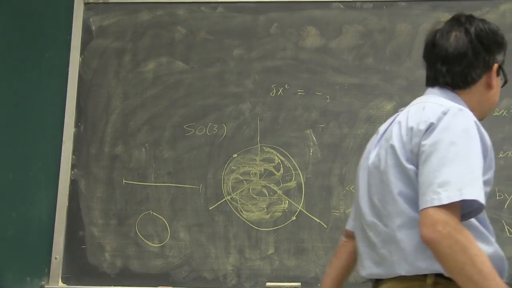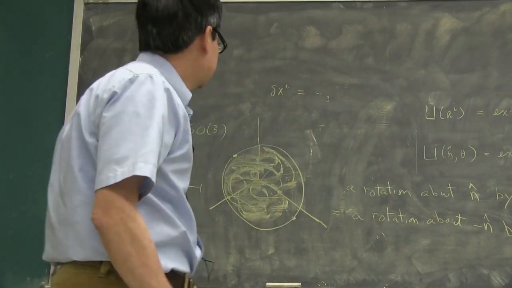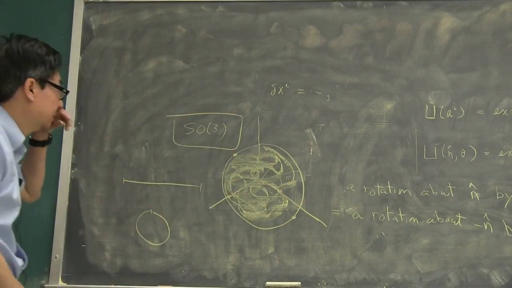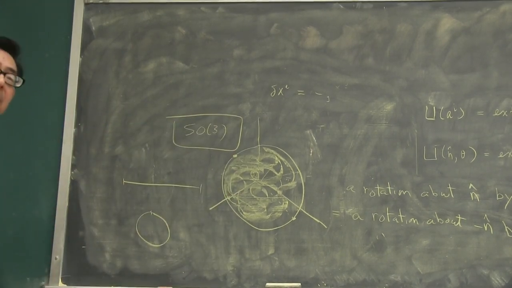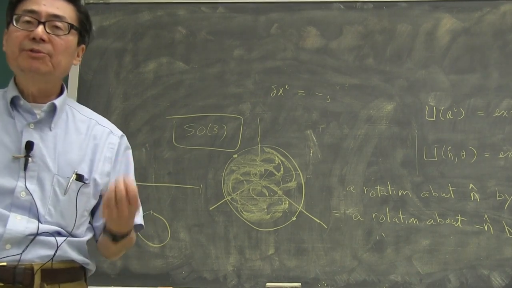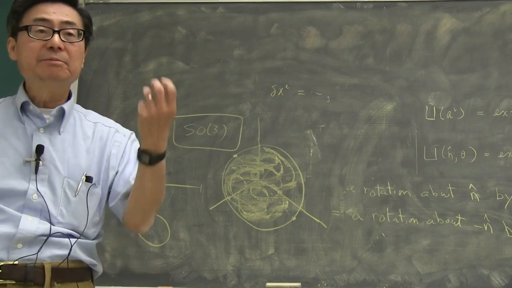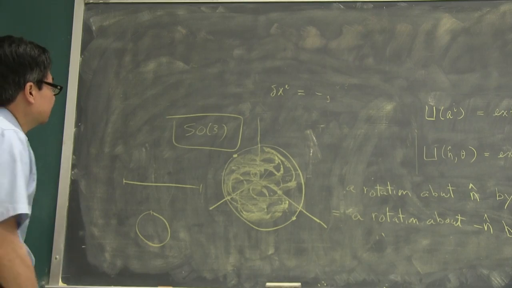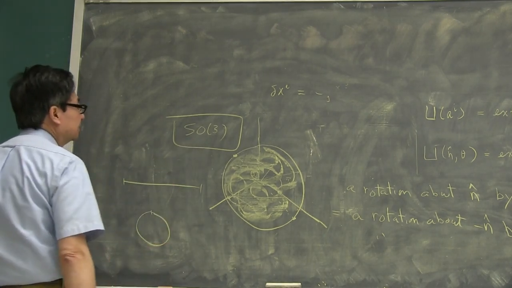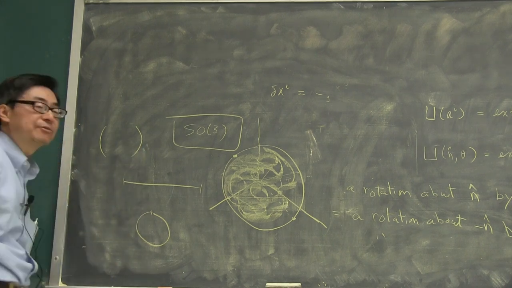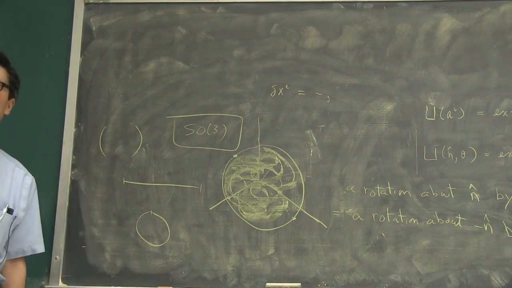Now, all that I've been talking about is concerned with this special group SO3. Mathematically, what is SO3? SO3 is the set of all 3x3 special real orthogonal matrices. So the things that live in here, each one of them is a 3x3 special orthogonal matrix.